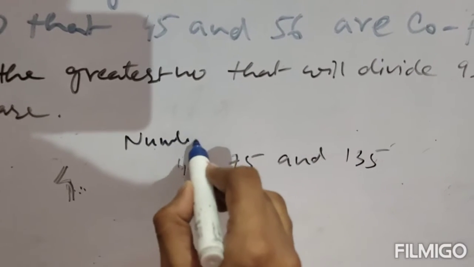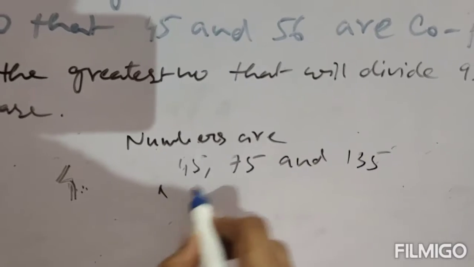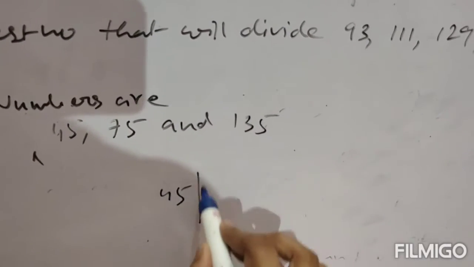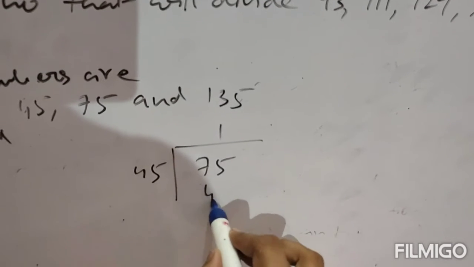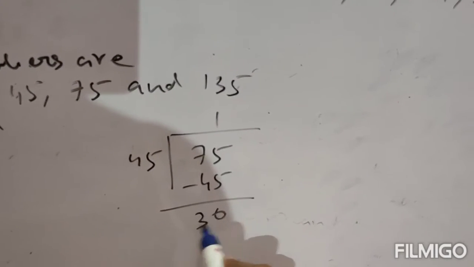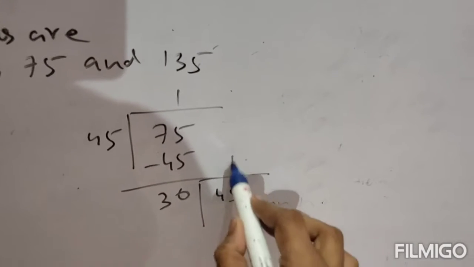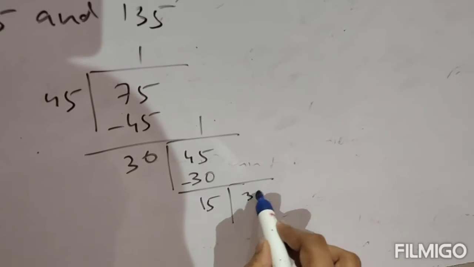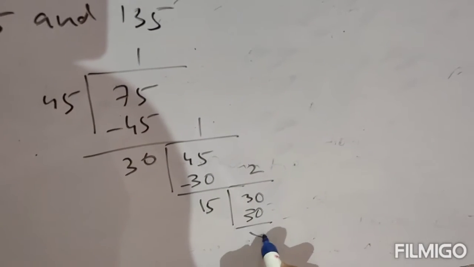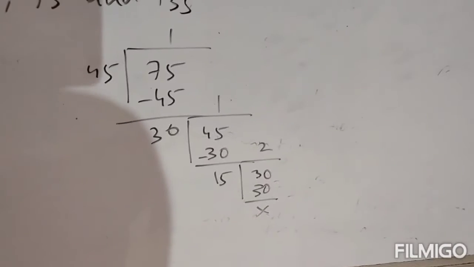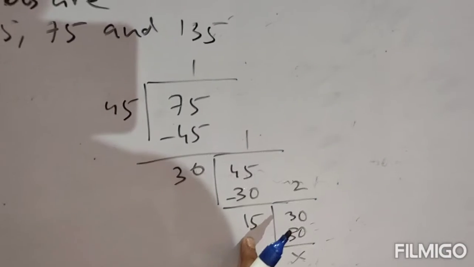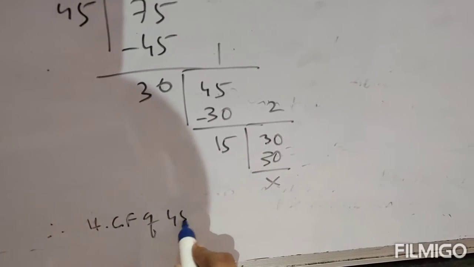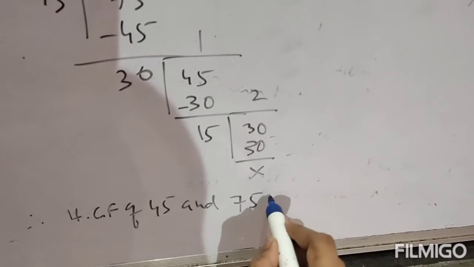Here the numbers are 45, 75 and 135. Now take these two numbers, 45 and 75. 45 ones are 45, 45 twos are 90, 15... 15 twos are 30. So the HCF of 45 and 75 is 15. Just write it down: HCF of 45 and 75 equals 15.